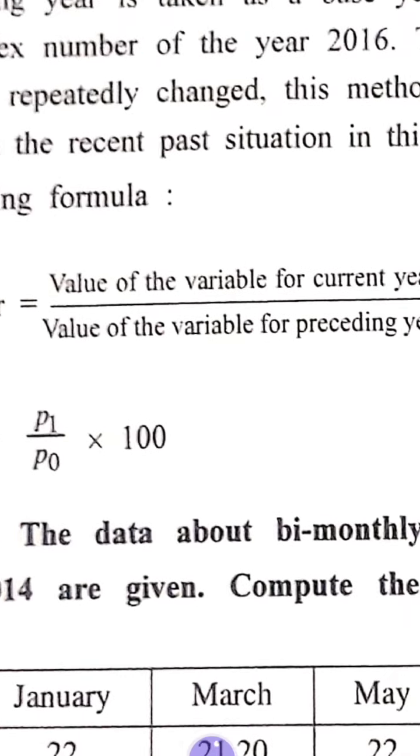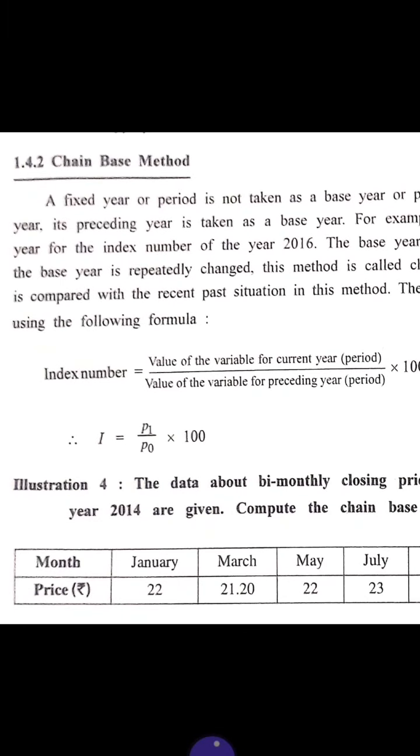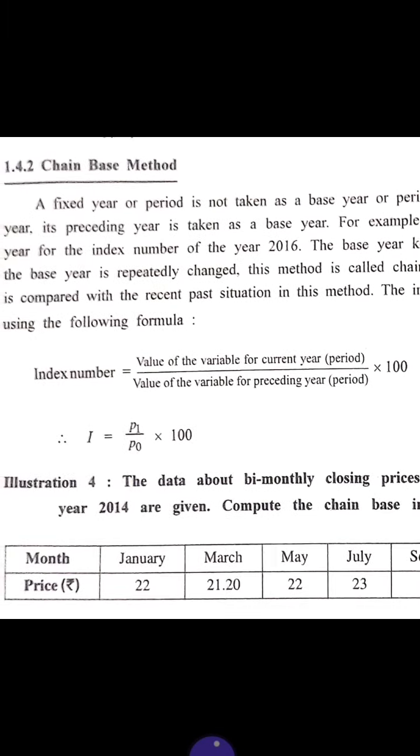Now what do we mean by preceding year? I will give you one example over here. There are 2 years given, that is 2015 and 2016. So what is the preceding year over here? Over here 2015 is the preceding year and 2016 is the current year, right? Similarly, if I take another example, say 2019 and the year 2020, over here 2020 is the current year and 2019 is the preceding year or the previous year.